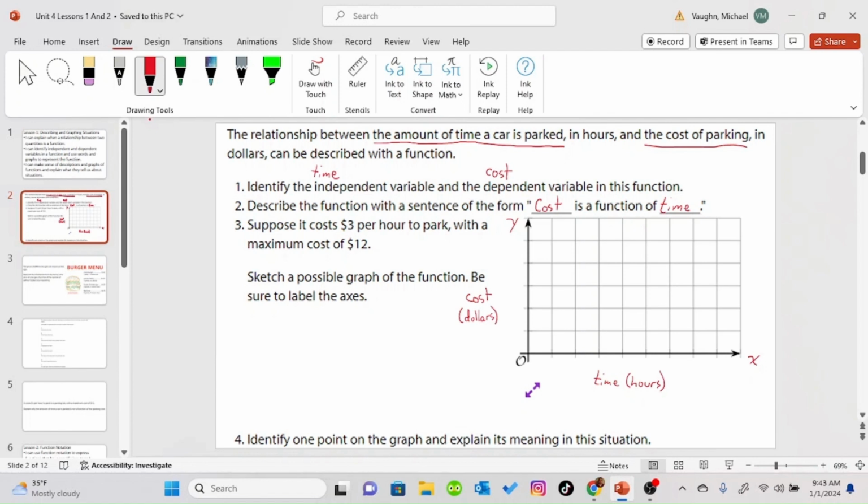So then we can label our axes here. I will label time in units of 1 hour. And since our cost is $3 per hour, I will label the y-axis by units of $3.